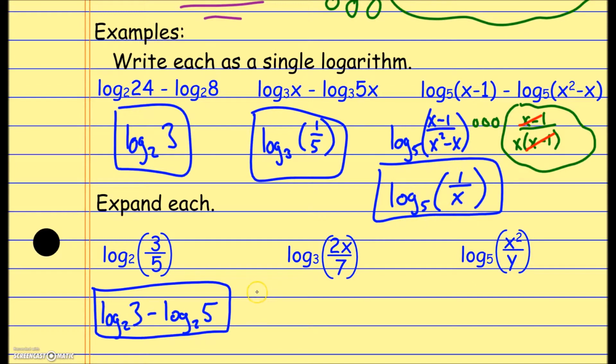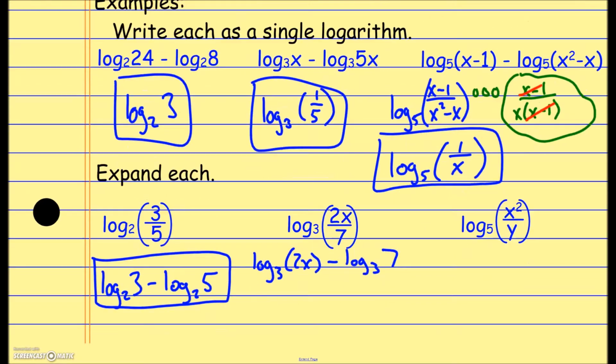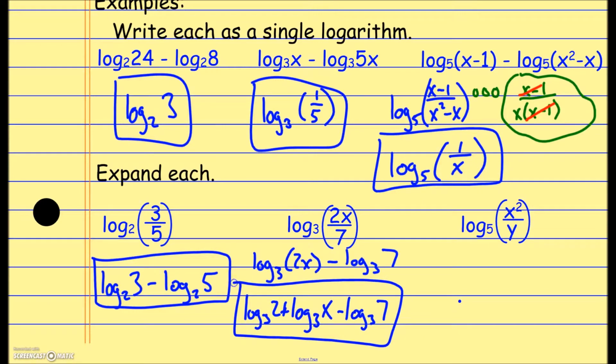I'm going to split this up. So this would be a log base 3 of 2x minus the log base 3 of 7. But now from here, I have a logarithm that has multiplication in it. I can split this first logarithm into log base 3 of 2 plus the log base 3 of x. All right, and it's important when the directions say to expand, we want to make sure we expand it completely. We want to essentially make this thing as big as possible.